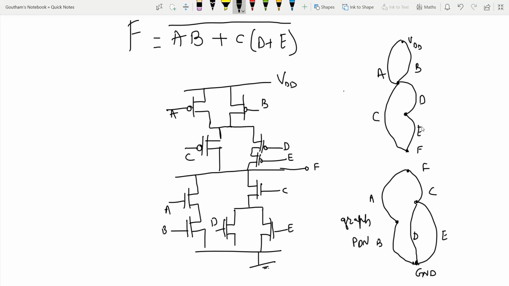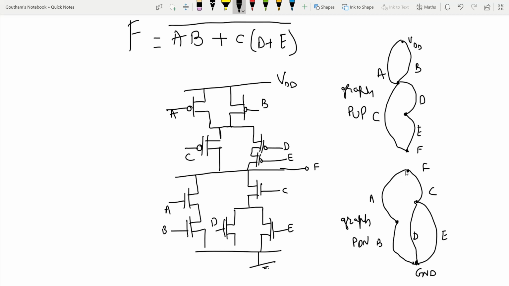This is the graph of the pull-up network. Now we need to find a path. The basic thing is that we need to cover all the nodes, but the constraint is that we can traverse an edge only once. We need to cover all the vertices, but we can traverse the edges only once. Let me see how I will traverse all the nodes here.